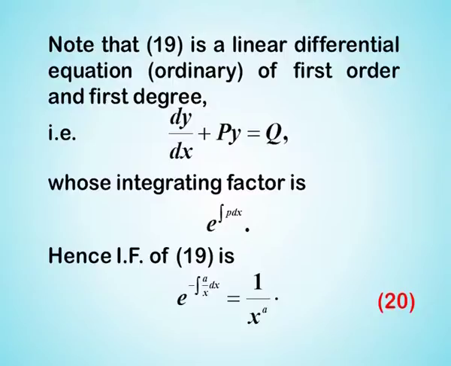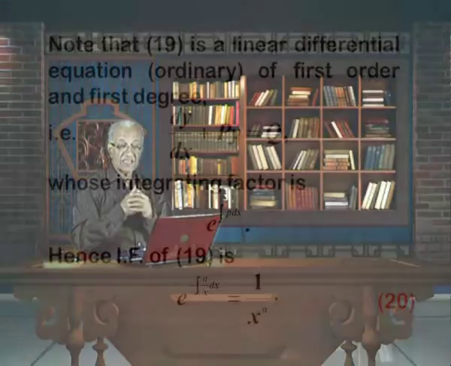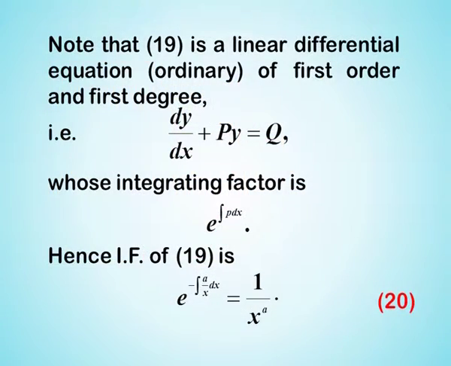So the notation for the integrating factor of 19 is obviously, as in the preceding page, e to the power minus a upon x dx. So it becomes e to the power minus a log of x, that is all. And since it is minus, we will be writing it as 1 upon x to the power a. This needs no advanced mathematics. So 20 is a very simple result.